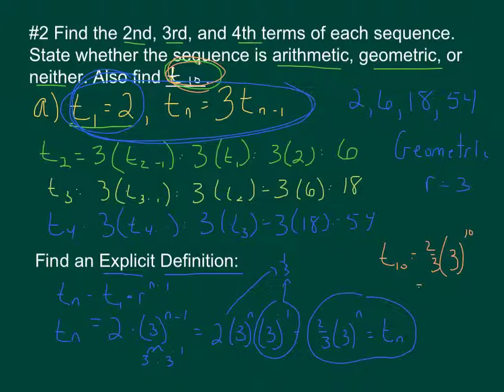2/3 times 3 to the 10th power. That would be... You can think of that as 2 times 3 to the 10th power over 3. Well, that's just 2 times 3 to the 9th power. Get out your calculators, and you will get 39,366. That's what the 10th term would be, whether you're using the recursive definition or the explicit definition.